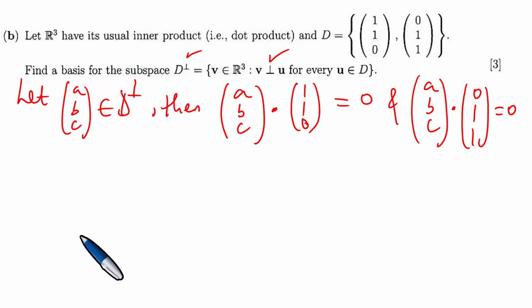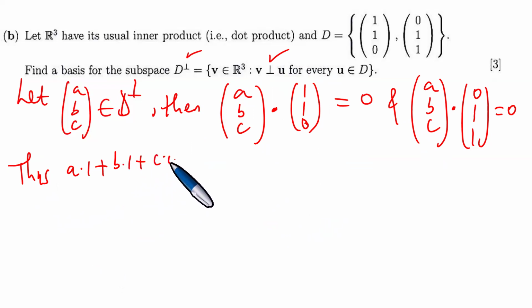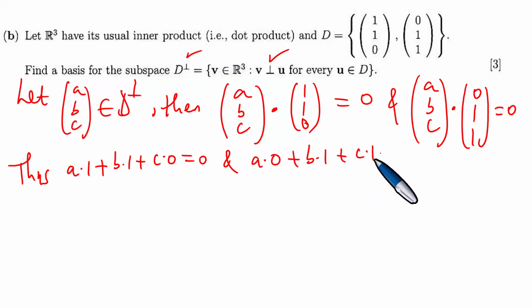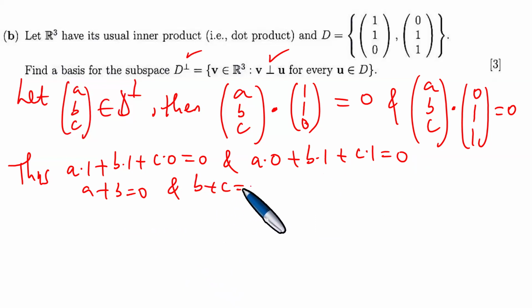Okay, good. And then the dot product is component-wise. So it's like A times 1, B times 1, C times 0 equals 0, for the first one. And now for the second one, it's going to be A times 0, B times 1, and C times 1 equals 0, like so. This means that we have A plus B is 0, and B plus C is 0. You get the point?